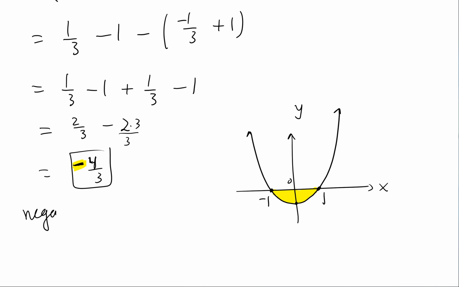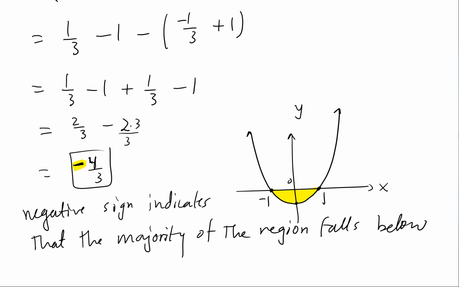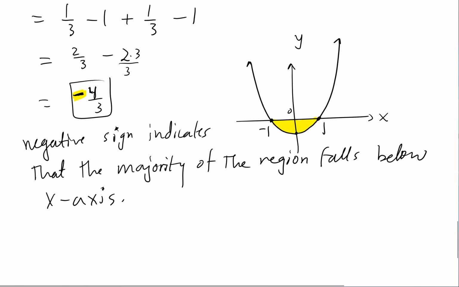The negative sign in the answer indicates that the majority of the region falls below the x-axis. If not all, at least most of it, like more than half. If more than half falls below the x-axis, then the answer will be negative.